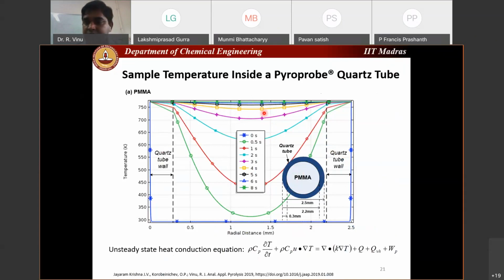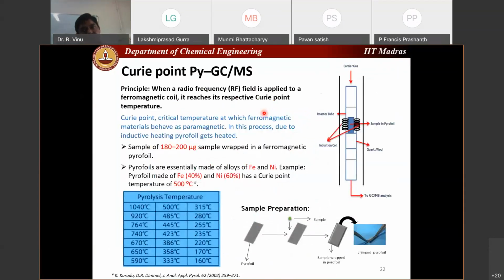Reproducibility, I'll come to that when I show the comparison for algae pyrolysis. Okay, the third type is called a Curie point pyrolyzer. This was actually developed even in the 1960s, but it isn't really popular in the market because it doesn't have great capabilities like the Frontier micropyrolyzer or the PyroProbe reactor. So the principle here is this: when a radio frequency is applied to a ferromagnetic coil, it reaches its Curie point temperature. So what we typically do is, the sample is not taken in a stainless steel cup, or placed inside a quartz tube.